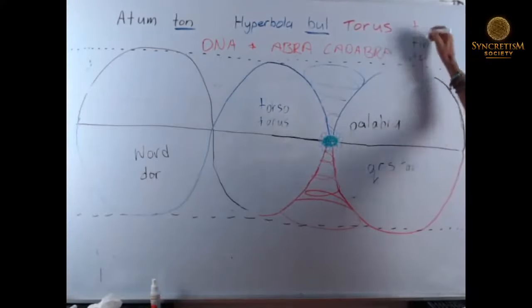Just so that I'm not labouring this point, let's go on again. Okay. So we have atom, ball, and tor. These are the three words. Atom, ball, and tor.